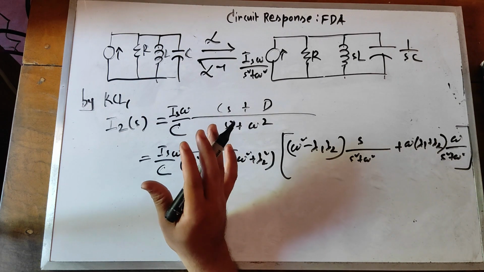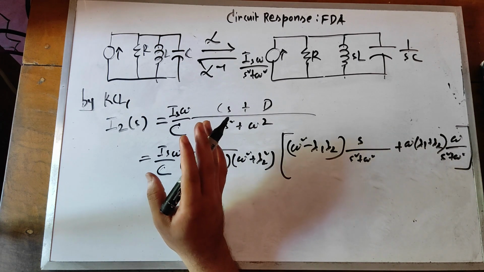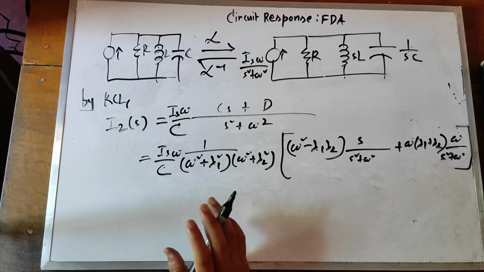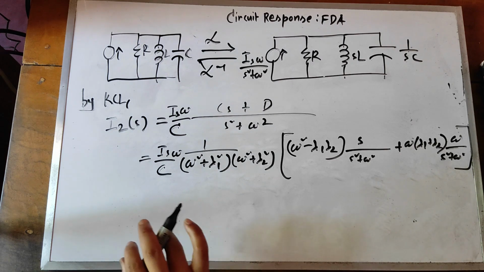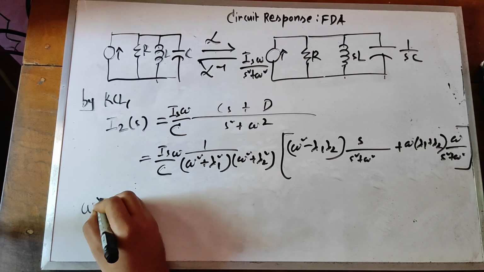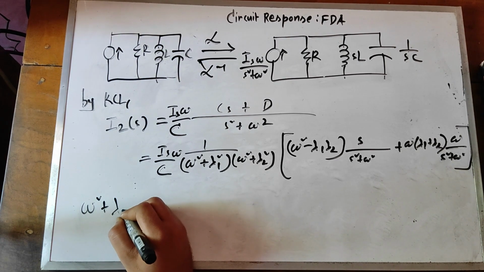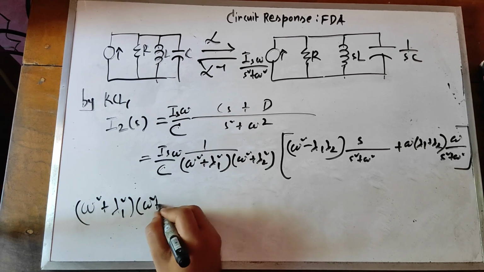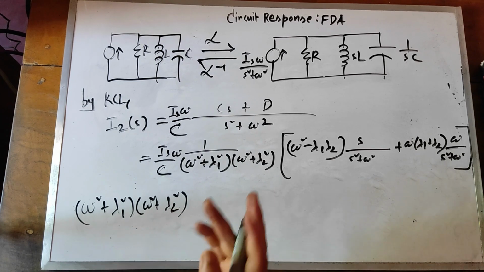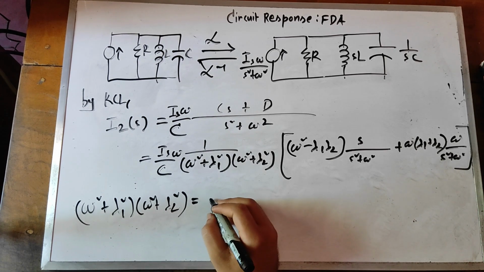I'm not focusing on the transient part. I'm only focusing on the steady state part because this is of most importance. So let's find the value of omega square lambda 1 square omega square plus lambda 2 square for the parallel RLC circuit.